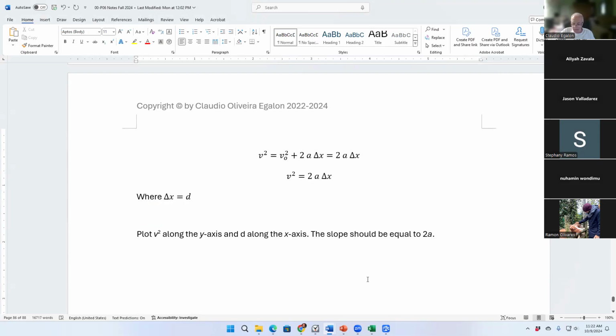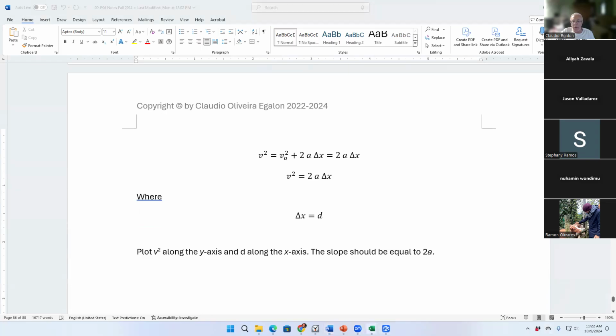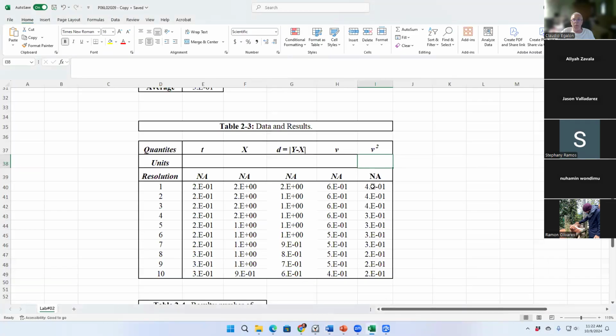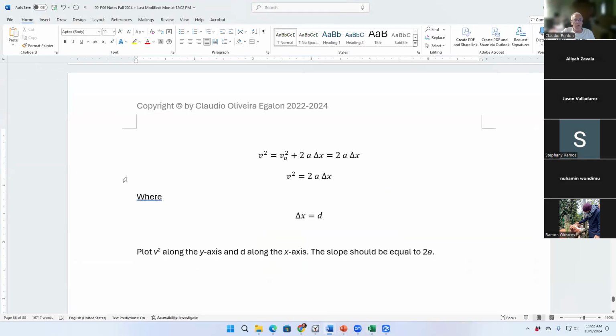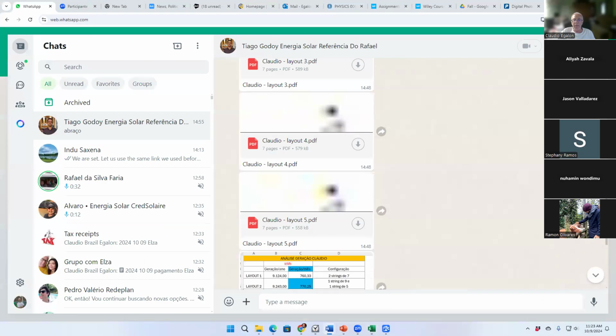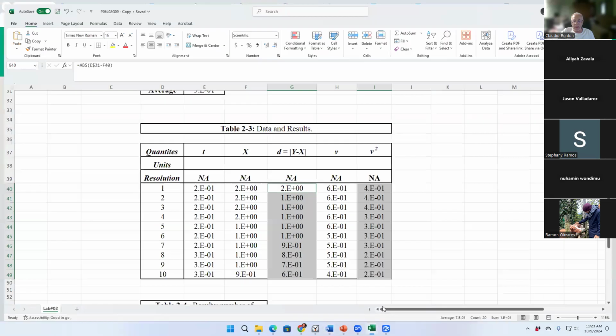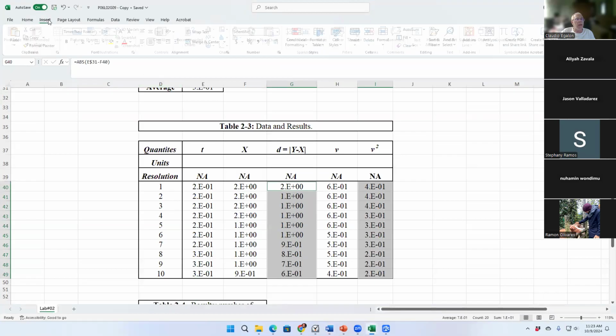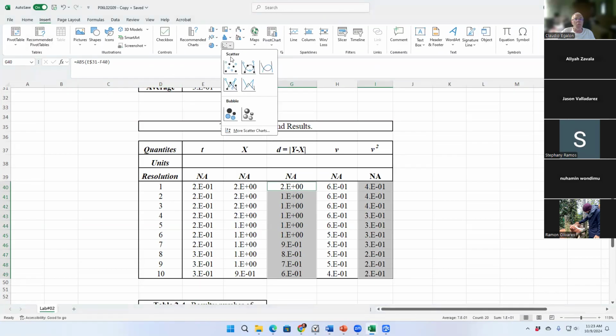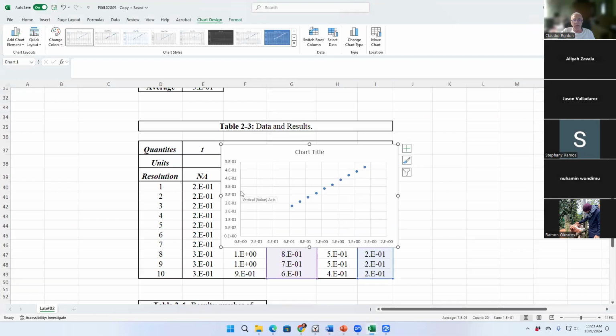So I'm going to do a plot here so you can see. You go v squared, d, okay? According to this equation here, v squared should be linear with delta x or d. Let's see if we get this linearity relationship. Insert. Okay, oh, nice, isn't that?